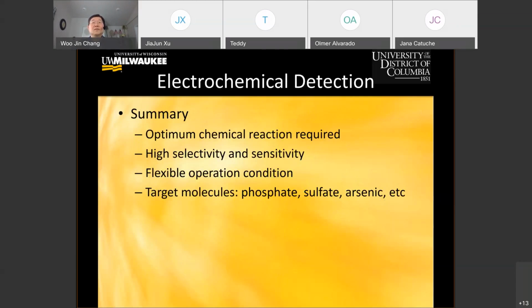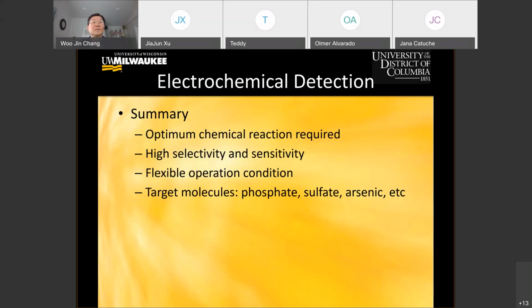Okay, so these are some examples of the electrochemical detection that I am developing in my lab. And currently, I'm working on the development of a commercial lead detector so that anyone can test the lead level in their drinking water. That is the current status.